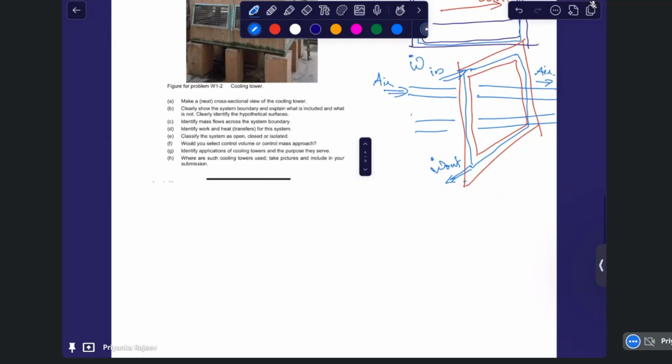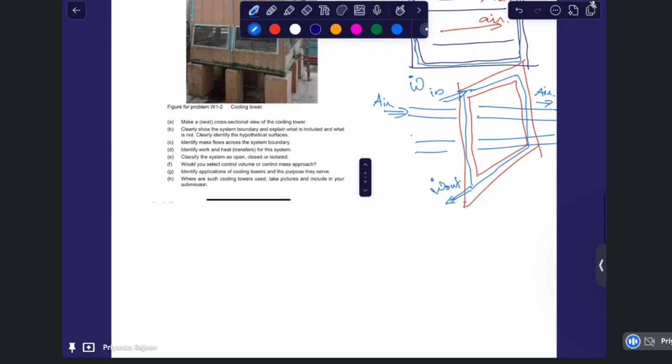Then system classification. There is heat transfer and mass transfer, so it is an open system. Heat transfer is there, mass transfer is also there. Heat and mass transfer is there. It is an open system. Would you select the control volume or control mass approach? We will select the control volume approach.